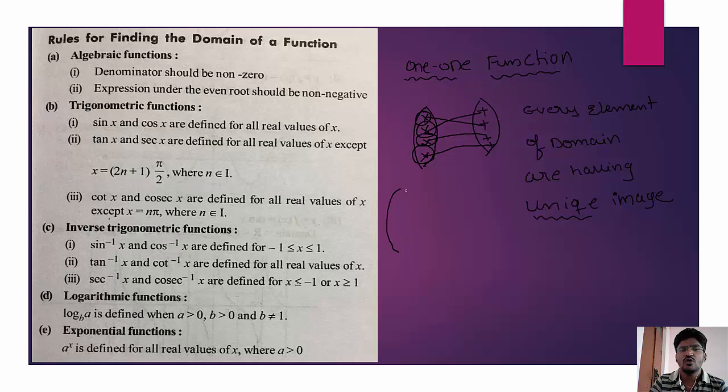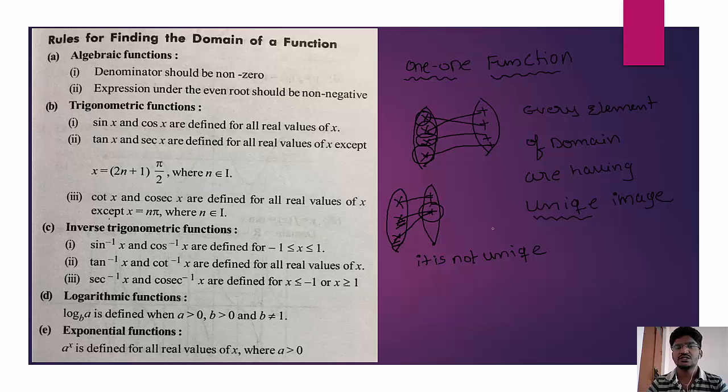Suppose you want to know clearly what is unique and what is non-unique. If you have some elements here, the first element maps to the first element, the second element maps to the second element, and the third element maps to the second element. If this happens, the second element and the first element are having the same image. The second element and the third element are having the same image. Because of this, we say it is not unique.